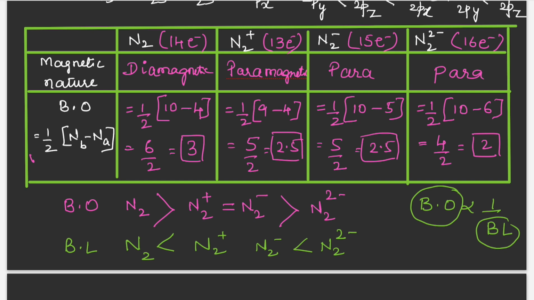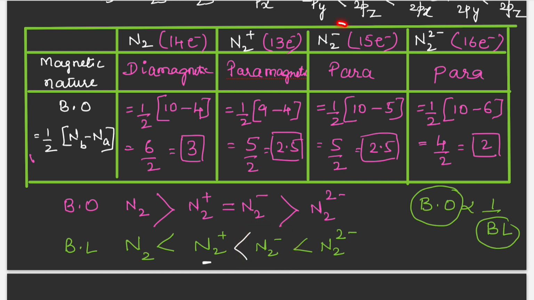Now a small change is there here. Here it was equal. You can see the bond order of these two are equal, but the bond length is not equal. You can see in N2 minus, the bond length is greater when compared to N2 plus. What is the reason for this? The reason is, in N2 minus, the number of electrons in the anti-bonding molecular orbital is more. Therefore, stability will become less.